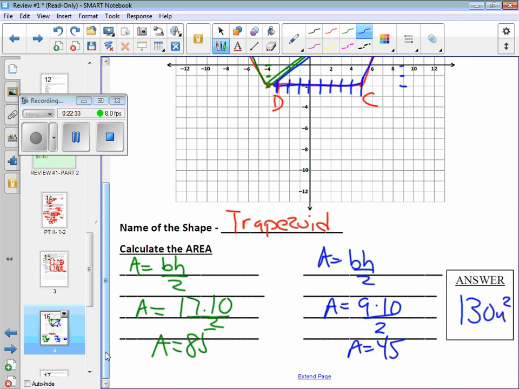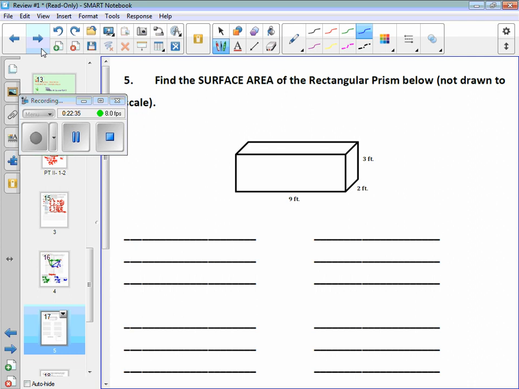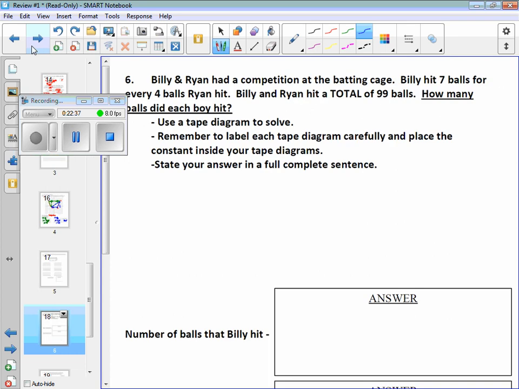Number 6. Back to tape diagrams. It's mod 1. Guys, I need everybody to stop talking. I'm going to show it to you the way that you should have done it. There may be some slight differences in what you can do with tape diagrams, but the way that I taught it to you back in mod 1 should look like this.